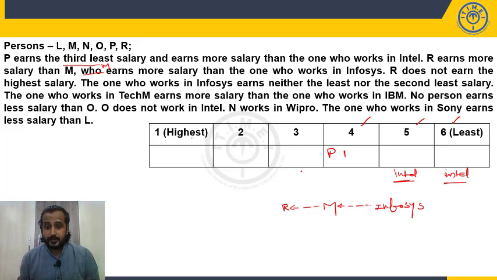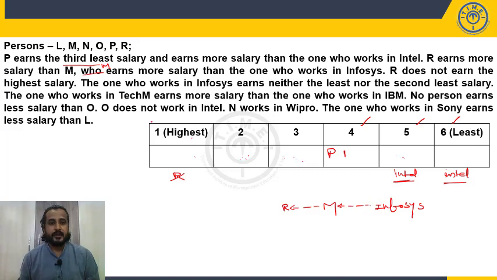But where can I fix? So many possibilities, right? R, M, Infosys. Don't go for that many cases. Add some more points, but write it in a short form like this. R does not earn the highest salary. With the help of this statement, I can say that R cannot come here. So when R cannot come here, for R and M, again we have so many possibilities.